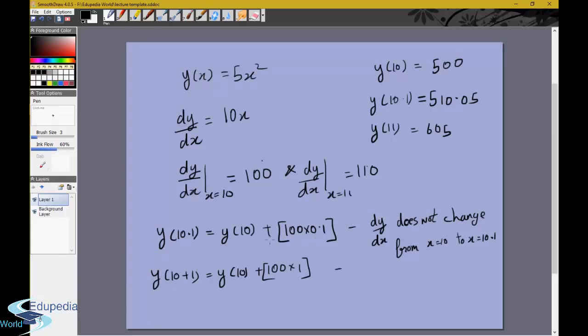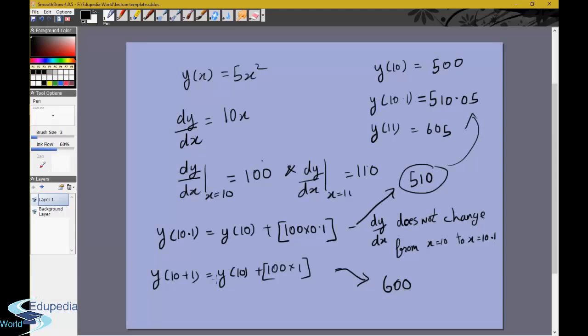So let's look at the actual values. 100 into 0.1 is 10. Y of 10 is 500. So this gives me a value 510. And this gives me a value 100 into 1 is 100 plus 500 will be 600. So the actual value is 510.05, but I get 510, which is quite close. We can say that this approximation is somewhat valid.